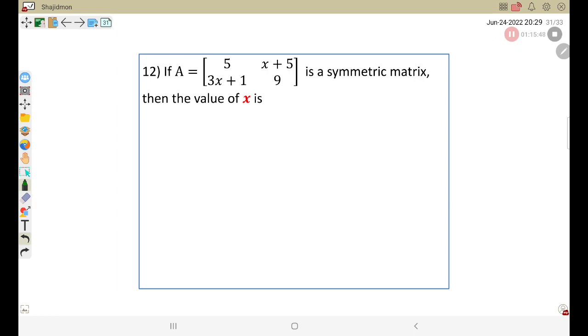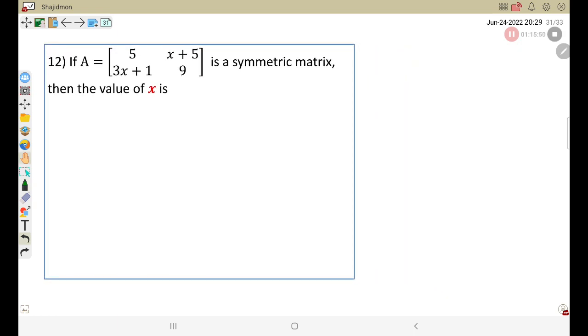Okay, now next question, question number 12. If A equals the matrix 5x plus 5, 3x plus 1, 9, is a symmetric matrix. Symmetric means, as I told, A transpose should be the same as A. Correct? If it is a symmetric matrix, then what is the value of x? What is the value of x from that question? Okay, so what do we do for that question?